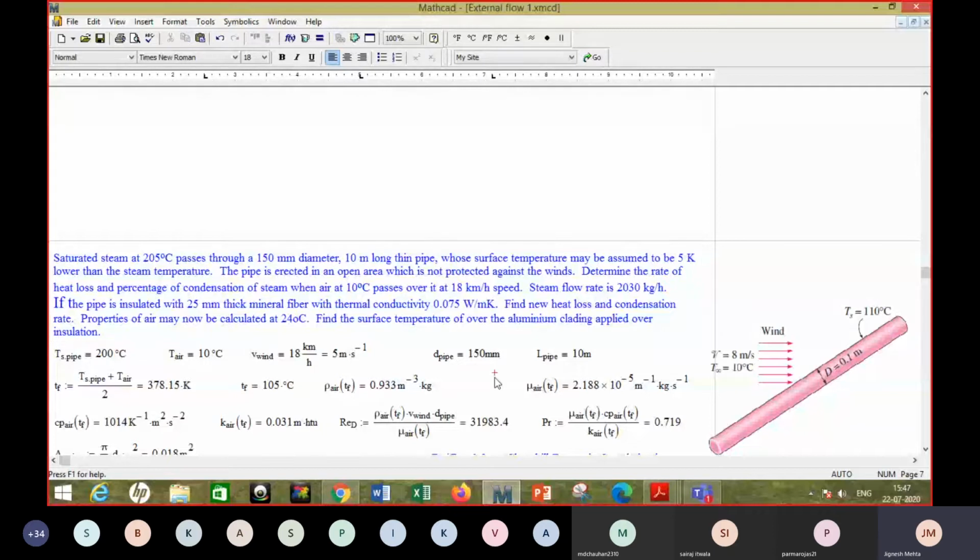Yes. So you can first list down the parameters and draw the diagram. The surface temperature of the pipe is 200 degrees Celsius, the temperature of air is 10 degrees Celsius, the velocity of the wind is 18 kilometers per hour, or if you convert it into meters per second, it comes out to be 5 meters per second. The diameter of the pipe is 150 millimeters. We are not distinguishing between inner diameter and outer diameter. It is one and the same. If it were just 1 mm diameter, then we might be able to neglect it, right? So the diameter of the pipe is taken as 150 millimeters. Length of the pipe is 10 millimeters.